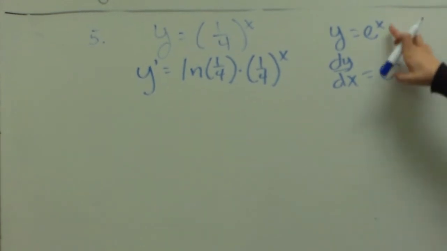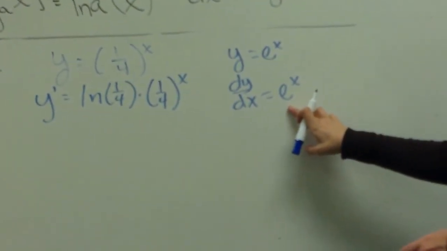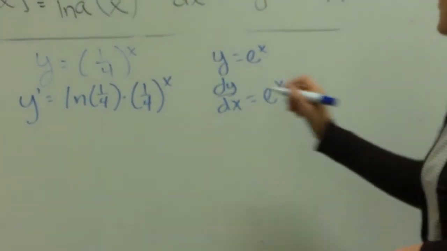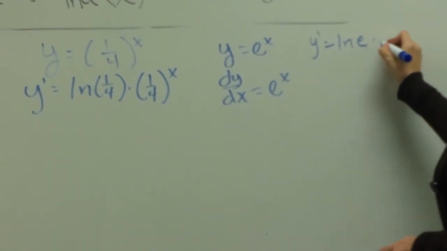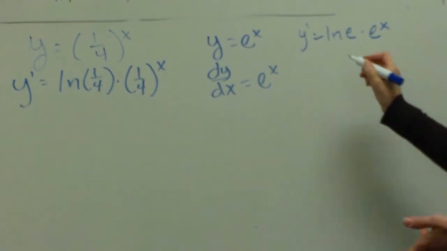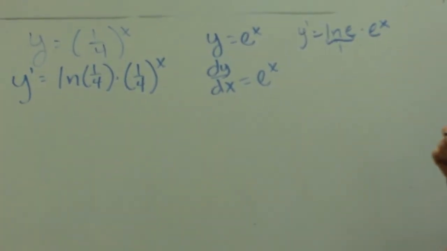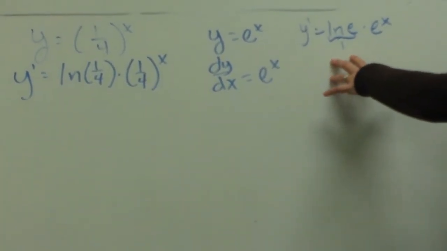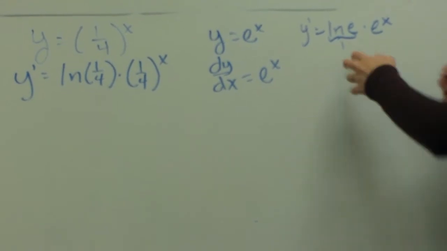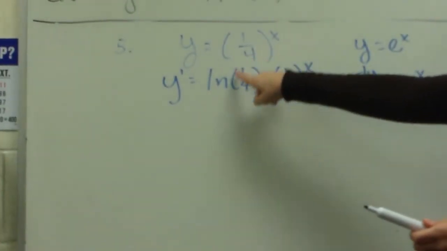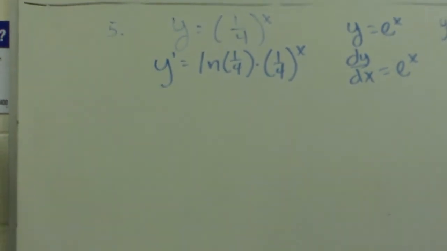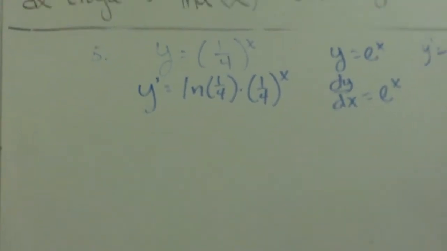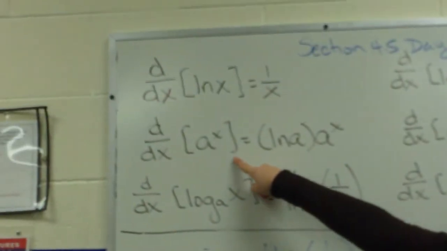So we could think about this as the same problem, but if we use that rule, we'd be saying that the derivative is the ln of e times e to the x, but the ln of e is just 1. So that's why we didn't have to worry about it when the base was e. It's just when the base is something other than e, we'll get this coefficient. So that's number 5. That's using a to the x.